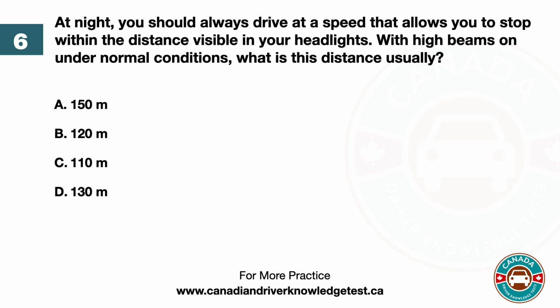Question 6. At night, you should always drive at a speed that allows you to stop within the distance visible in your headlights. With high beams on under normal conditions, what is this distance usually? A. 150 m. B. 120 m. C. 110 m. D. 130 m. The answer is C. 110 m.